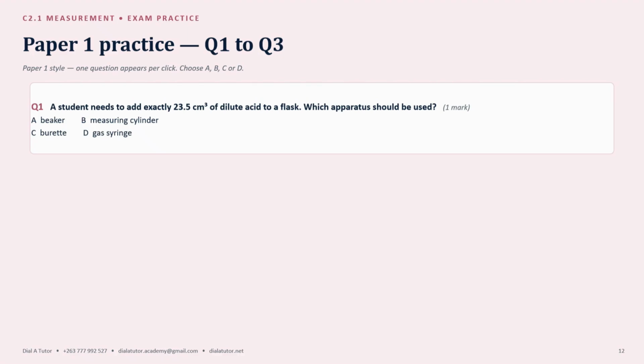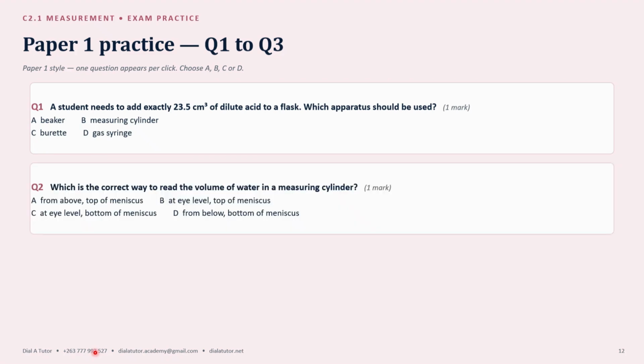A student needs to add exactly 23.5 cubic centimeters of dilute acid to a flask. Which apparatus should be used? A, beaker; B, measuring cylinder; C, burette; D, gas syringe. Next question. On this question, after reading, I would want you to pause and write your answer before playing the video. Question 2.